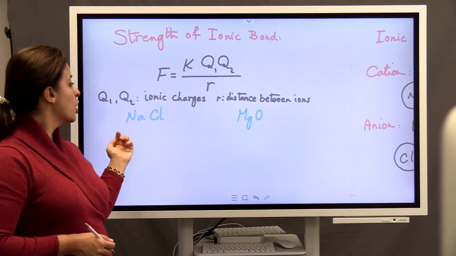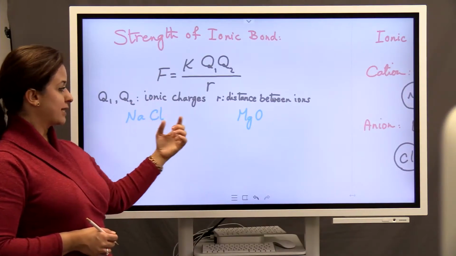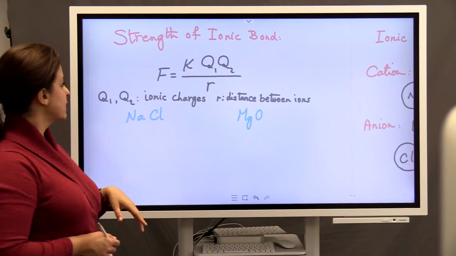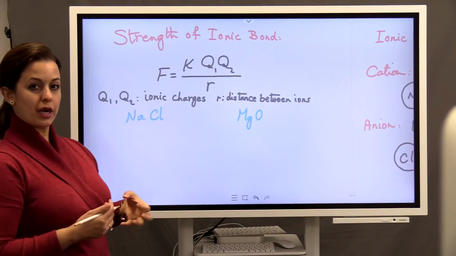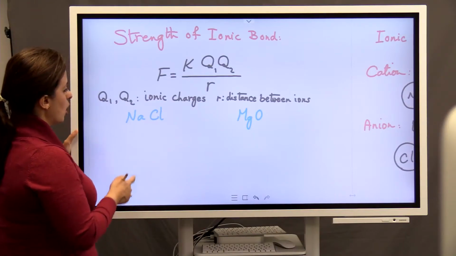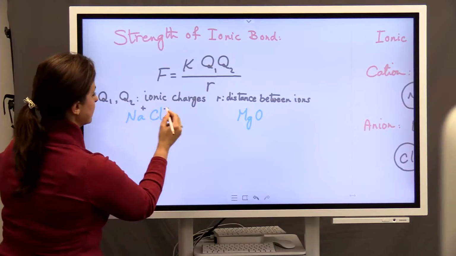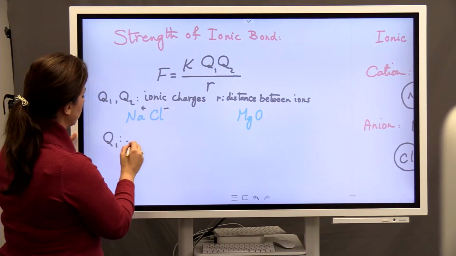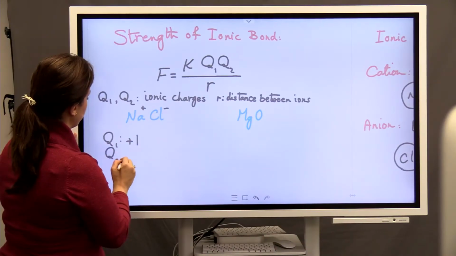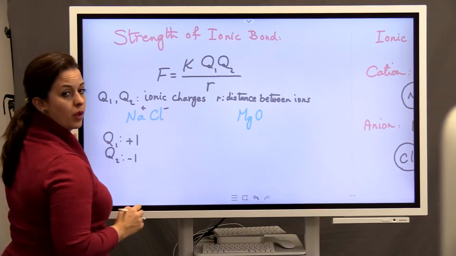So if you want to compare this force between two ionic compounds, NaCl and MgO, let's use this formula to determine which one has a stronger electrostatic force. Sodium has a positive 1 charge, chlorine has a negative 1 charge, right? So Q1 is positive 1, Q2 is negative 1, for chlorine.